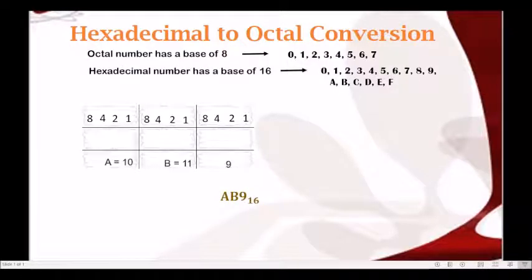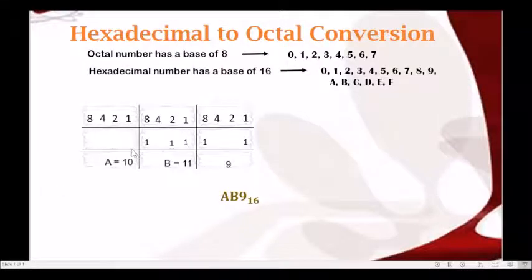Okay? So since our hexadecimal digit here is 9, we are going to put 1 under 1 and 8. So that when we add 8 and 1, the sum will be equivalent to 9. For the next group, our hexadecimal digit is B, or it is equivalent to 11. So therefore, we're going to put 1 under 1, 2, and 8. So that when we add 8, 2, and 1, the sum will be equivalent to 11.